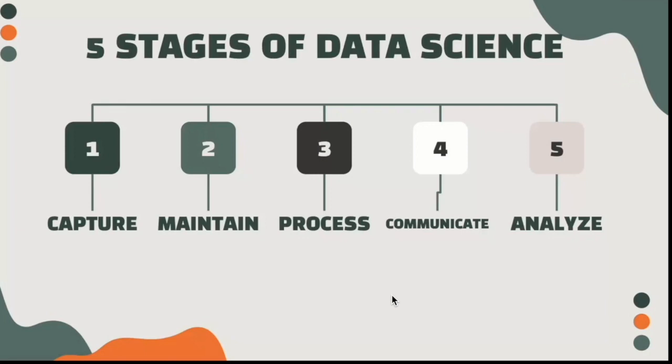Okay, so there are 5 stages of data science. So technically, we have big data. Okay, so what am I going to do with this? So which are the ones I need and which are the ones I don't? So technically first, you set your target. What is the data that I want? If I have identified that, I'm going to capture, maintain, process, communicate, and analyze.